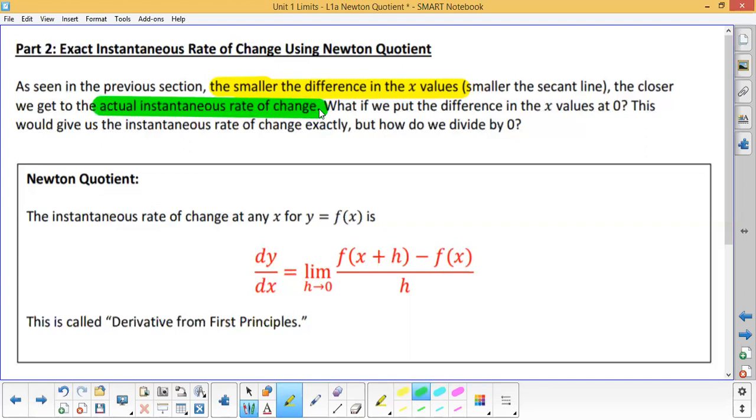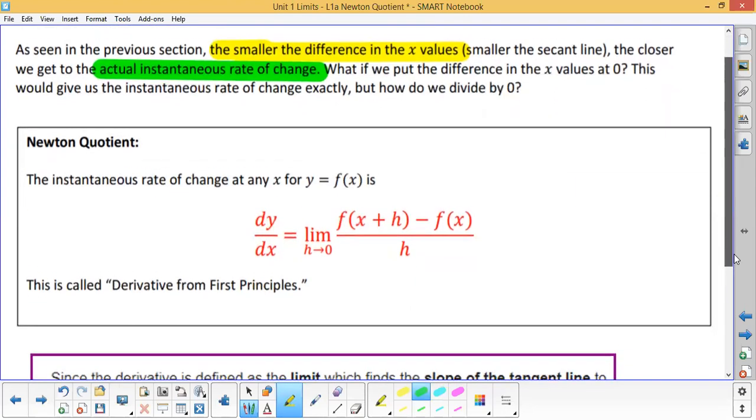But right now we're going to see, what if we put the difference in the x values at 0, so we can get as close as possible. This would give us the instantaneous rate of change exactly. However, in order to do this, we have to define the instantaneous rate of change by taking the limit of the difference quotient. And we call this the derivative from first principles.